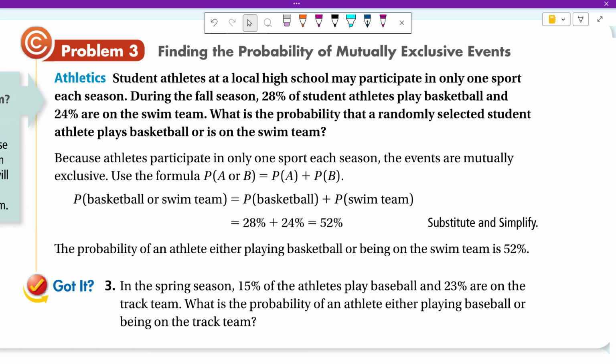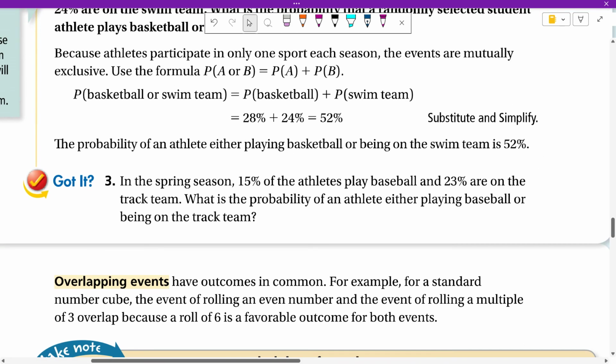So during the fall, 28% of students played basketball and 24% were on the swim team. What's the probability that a randomly selected student plays basketball or is on the swim team? So if it's an or, you just take these two and you add them up because they're mutually exclusive. You get 52%.